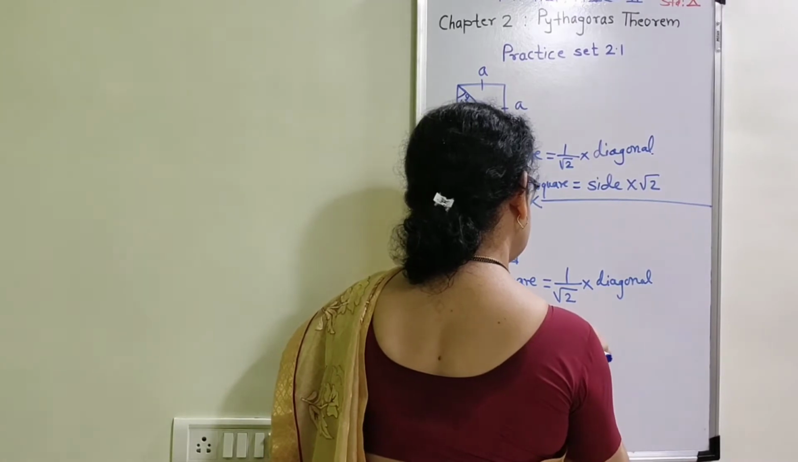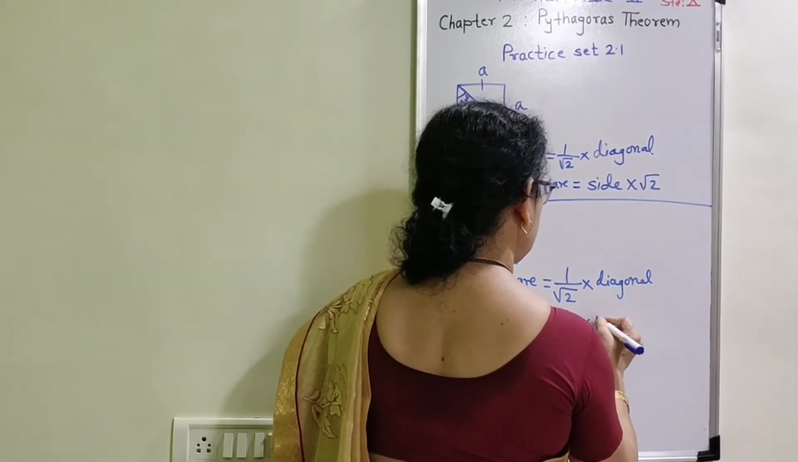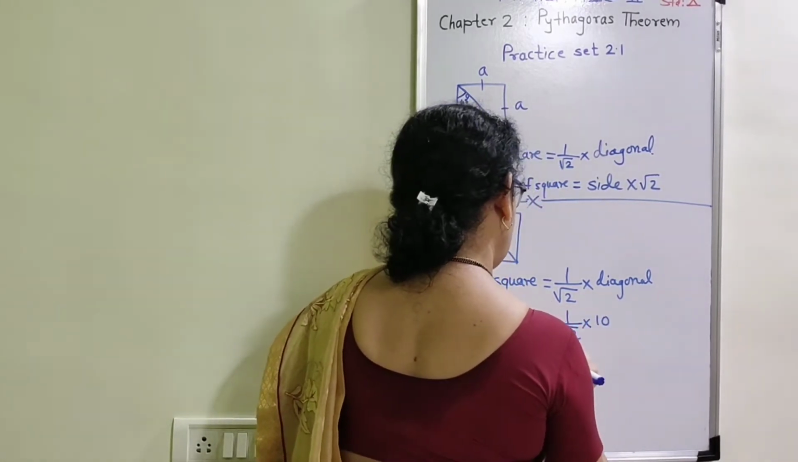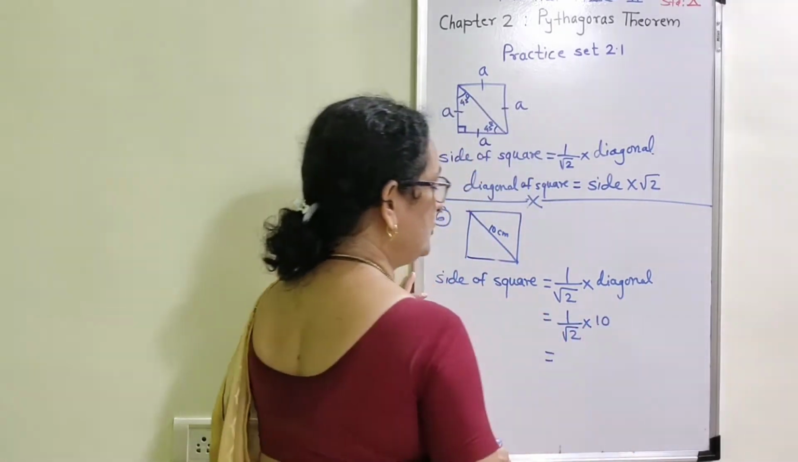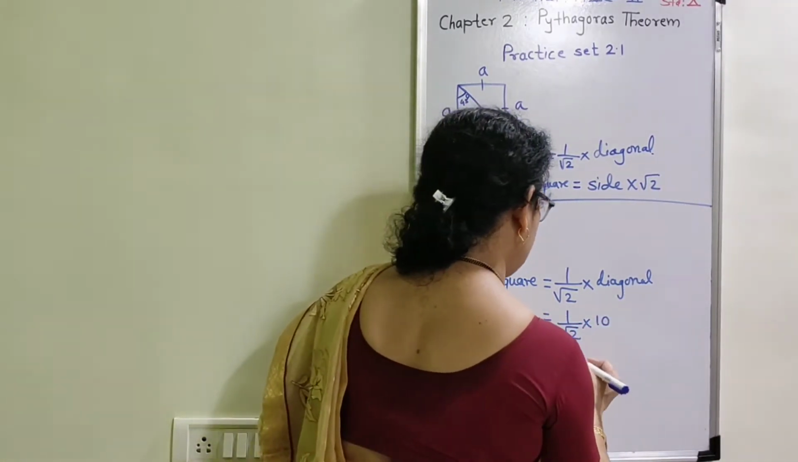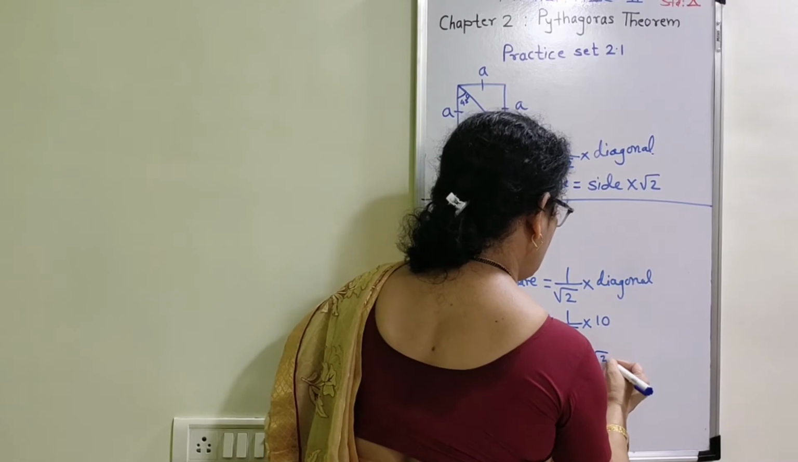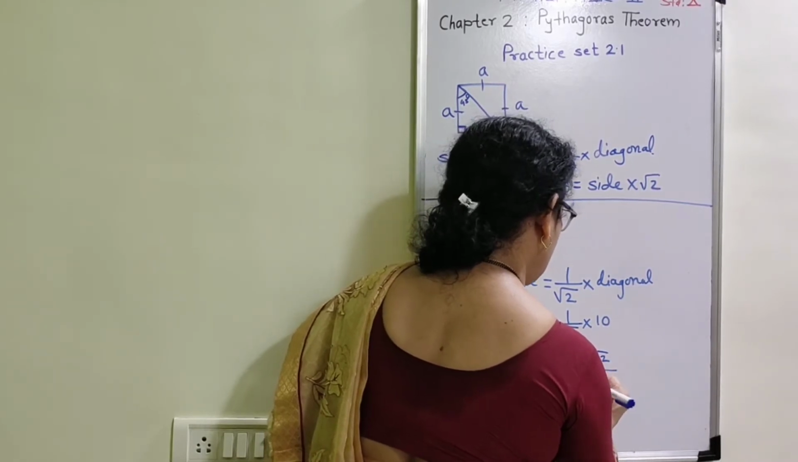Diagonal is given as 10 units and therefore side = 10 divided by root 2. Now do the rationalization of denominator: 10 into root 2 divided by root 2 into root 2.